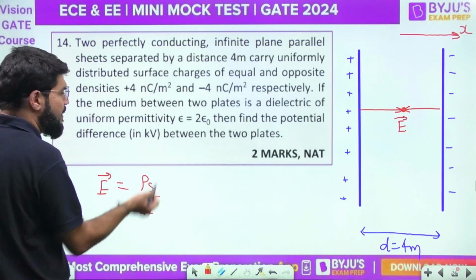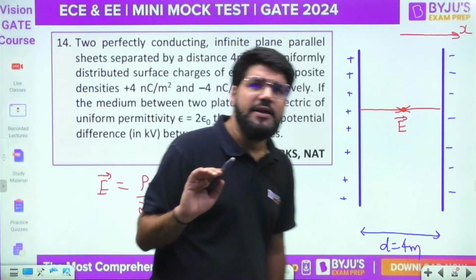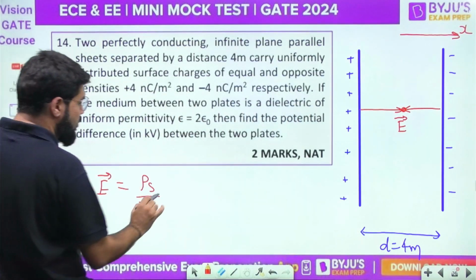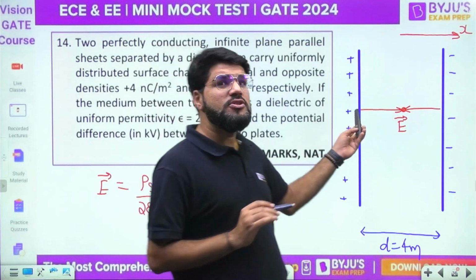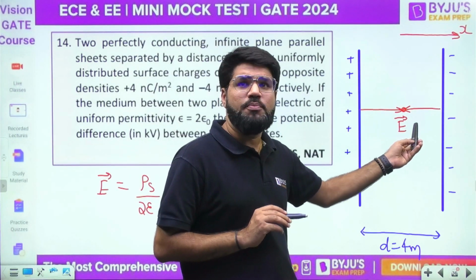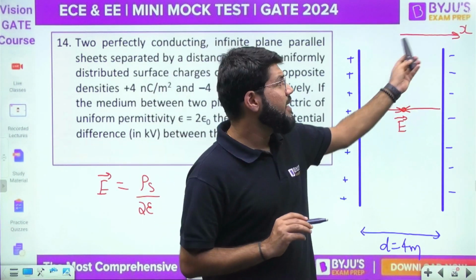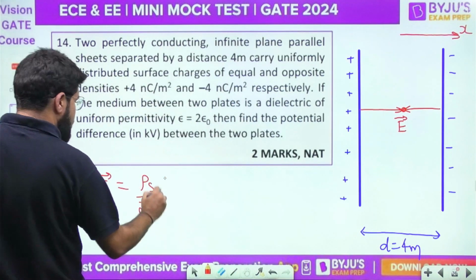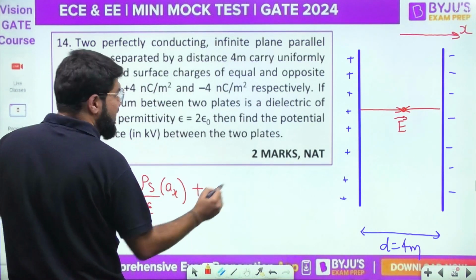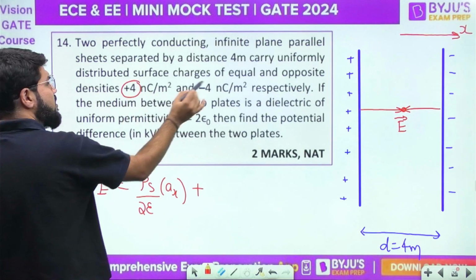Okay, rho s divided by 2 epsilon, epsilon equal to 2 epsilon naught, later on we will put that in. So rho s divided by 2 epsilon, and the electric field is always normally away from the sheet towards the point of observation. Okay, and the direction will be x here. For the first one it is ax.